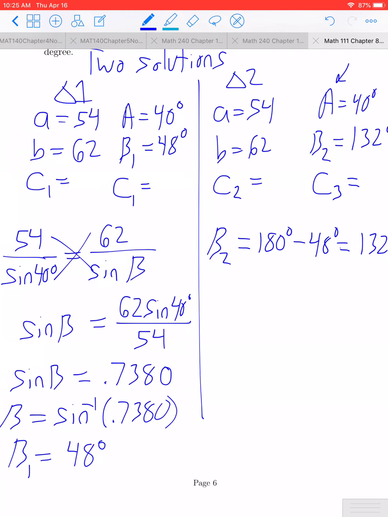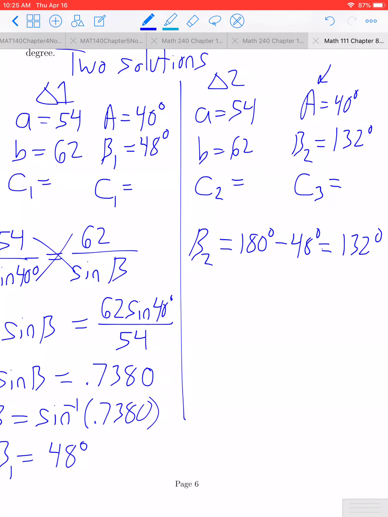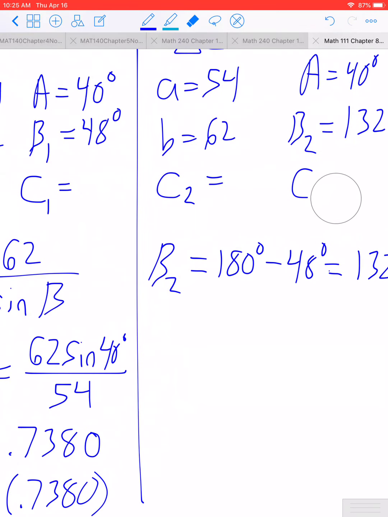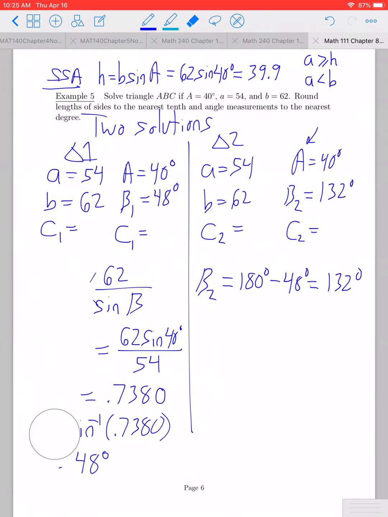The second triangle will have an angle B that's found by taking 180 minus the other one. So 180 minus 48 produces 132 degrees. That's going to be our obtuse triangle solution. And then from there, we can finish it up by solving for angle C and side C in each case. That's angle C2, should be capital C2. Let's finish this one off.